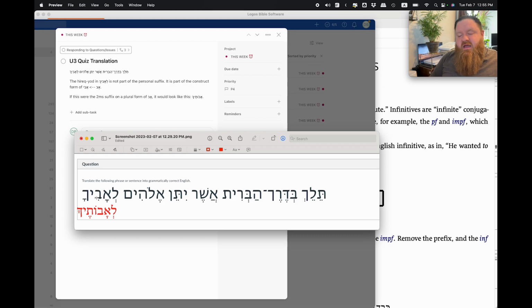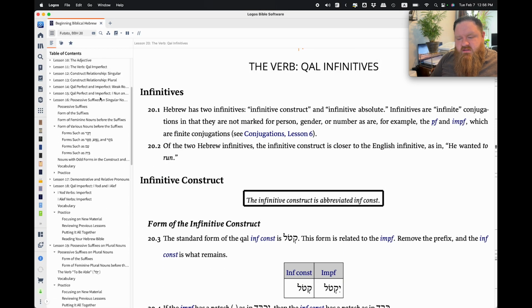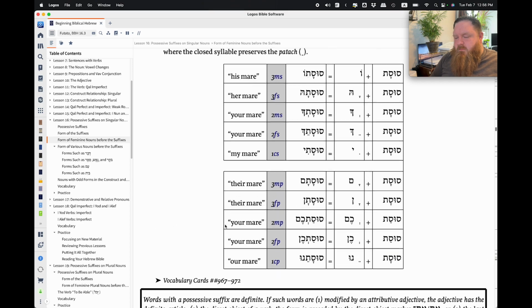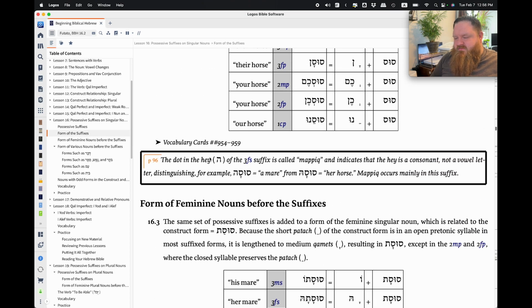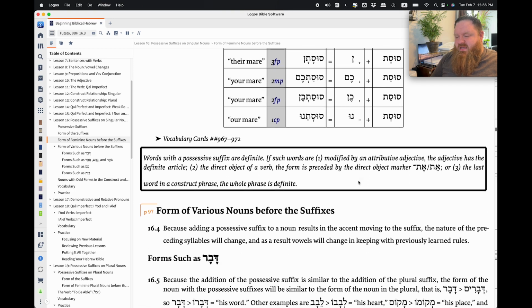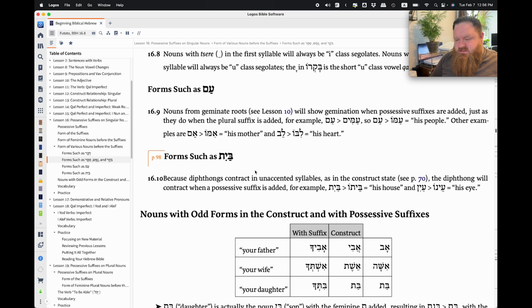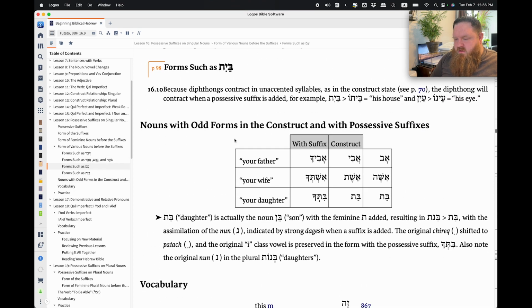Okay, so basically I've told you that av is singular. But why is the yod there then? If it's not indicating that av is plural, why is it there? Well, I think that Futato did this in the possessive suffixes on singular nouns. There are these little boxes that are not as graphically appealing as some of the charts, and they're easy to skip over. But if you scroll down here in this lesson, this is lesson 16. Okay, actually this is a chart, so this should stick out: nouns with odd forms in the construct with possessive suffixes.